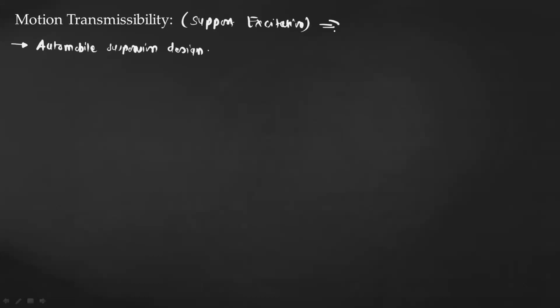So in this session, we will study the motion transmissibility. So the motion transmissibility has application in the automobile suspension design. So what is exactly the motion transmissibility? This is also called as a support excitation. And mathematically, it is represented as the ratio x upon y. So I will explain what is the meaning of x and y.